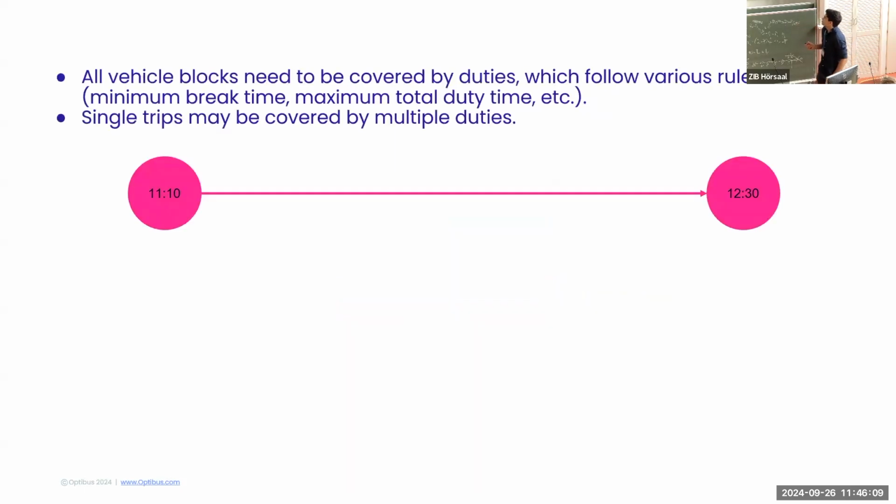Okay, so what makes this problem a bit difficult is that drivers can change buses during the day. So for example, what you see here is one single trip. And in the end, what we want to do, we have all our vehicles, and now we need to cover the vehicles with drivers, so with duties. There are a lot of rules on what you have to consider, something like break time, maximum duty time, whatnot. There are a lot of constraints there.